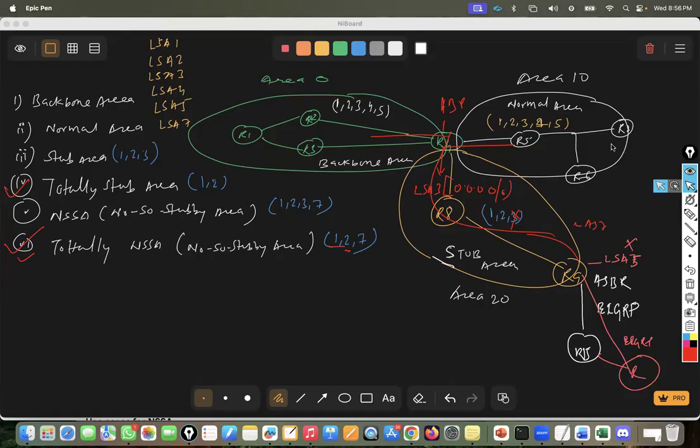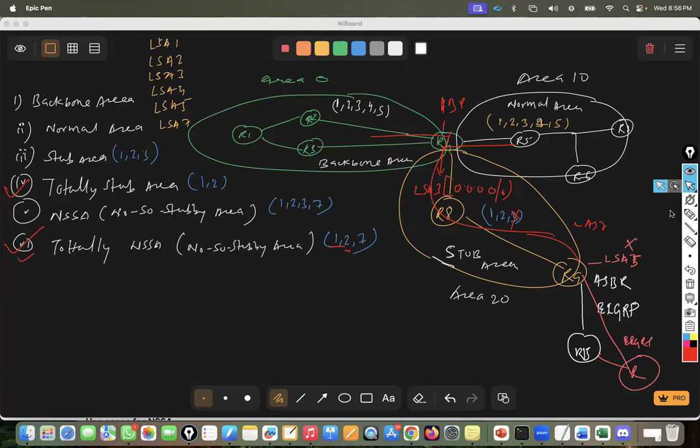Shall I move to the lab? So just test some. Wait. I still didn't get it. So totally is different. How is it different from the NSSA? NSSA has how many LSAs? It has 3 extra. But here also there is LSA 3, right? Yes, there is also LSA 3.